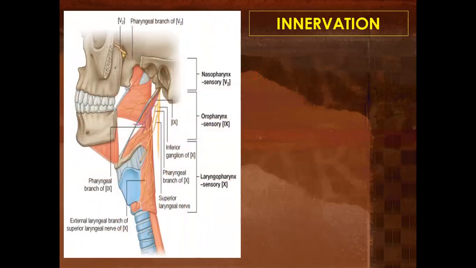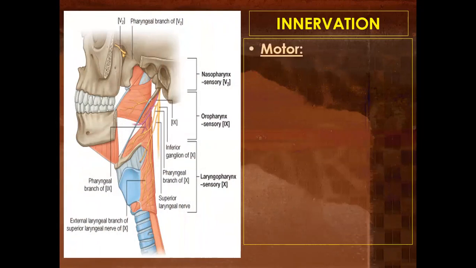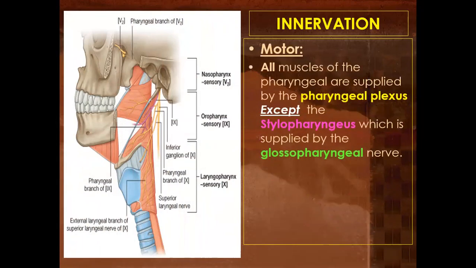Now coming to the nerve supply of these muscles. As we saw, there are 6 pairs of muscles. The motor supply for all these muscles is by the pharyngeal plexus, except the stylopharyngeus, which is supplied by the glossopharyngeal. So most of the muscles of the tongue or the pharynx, and the soft palate, are supplied by the plexus of nerves, except the one; there is always one exception to each of them.